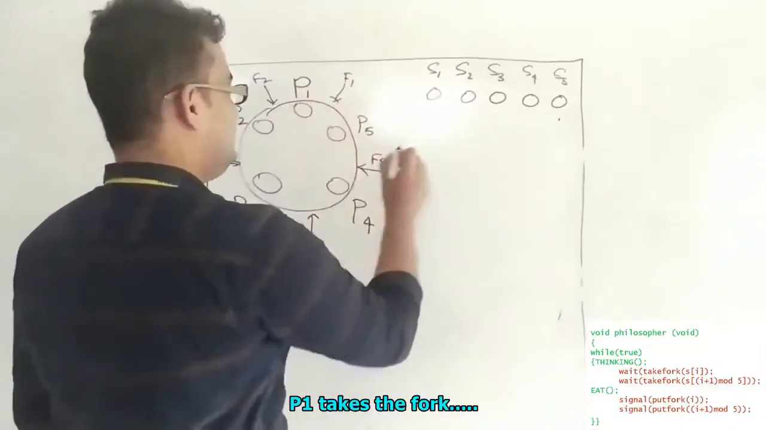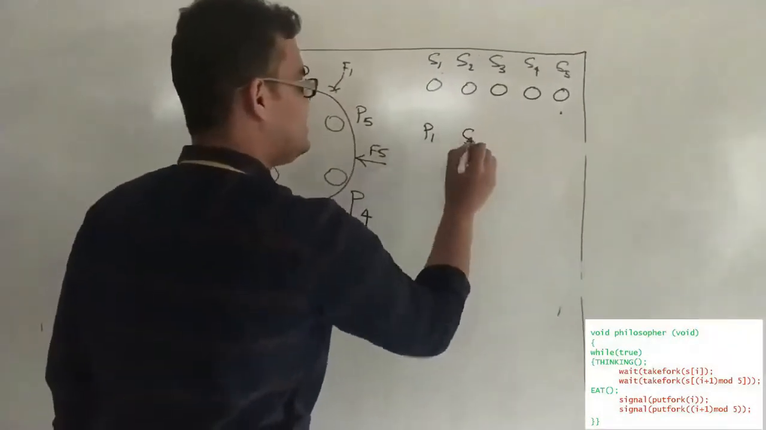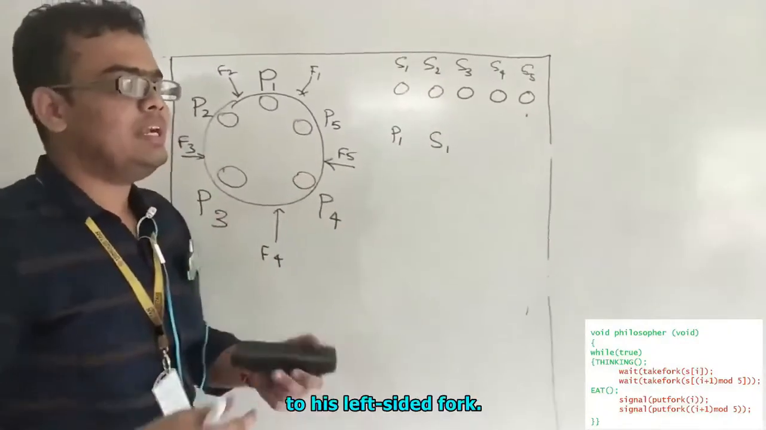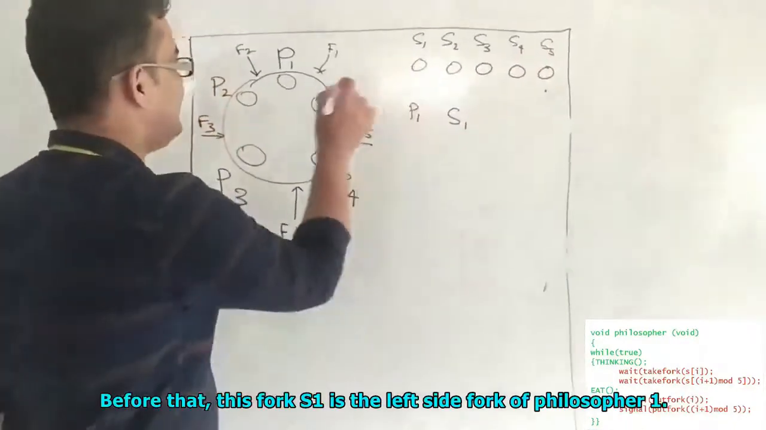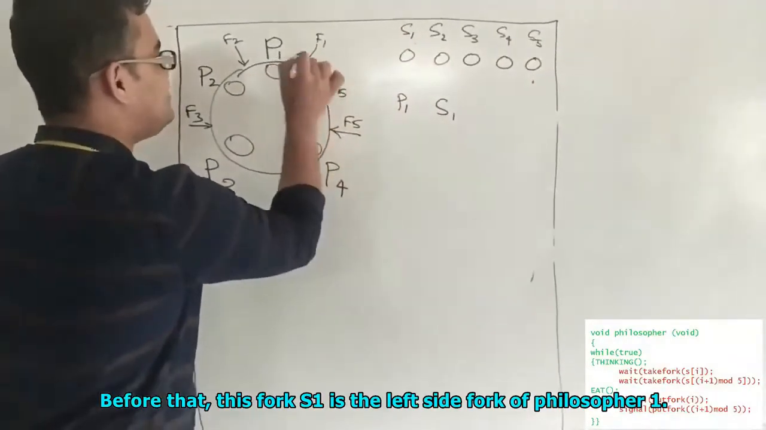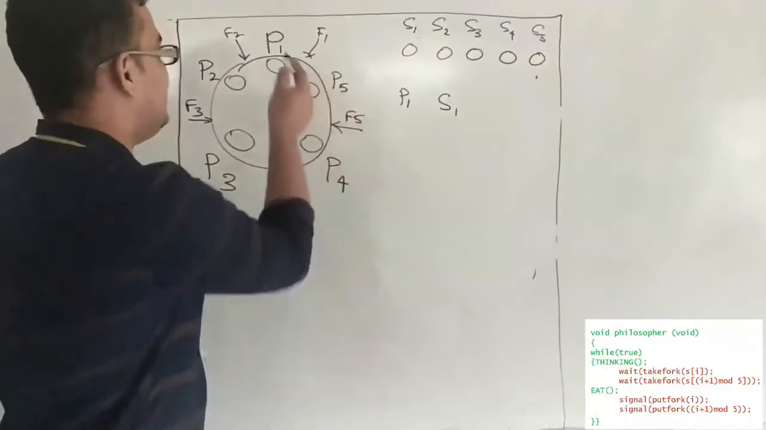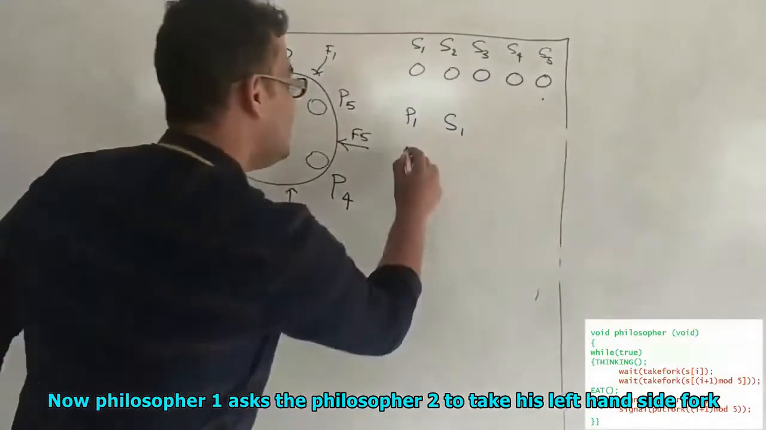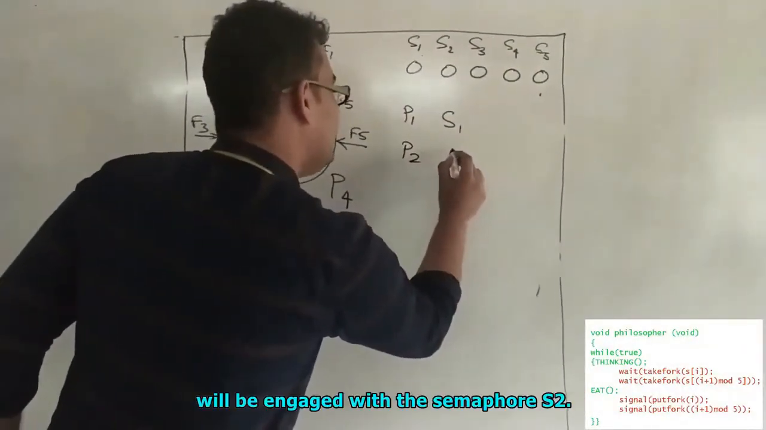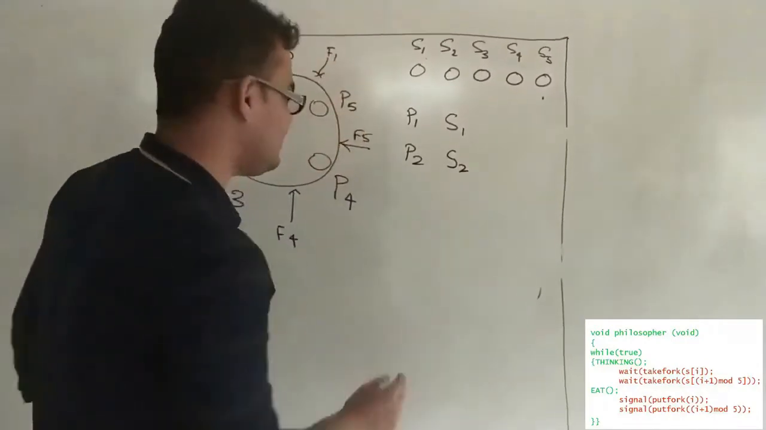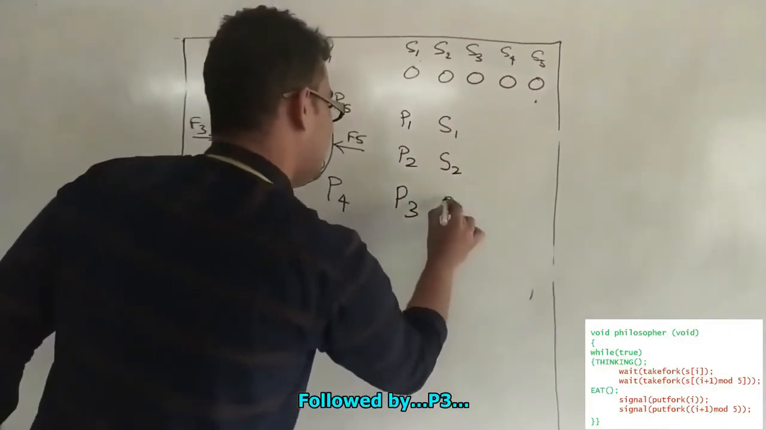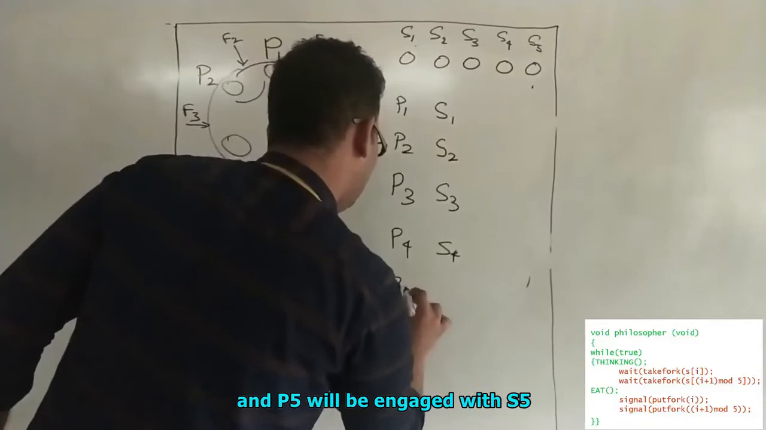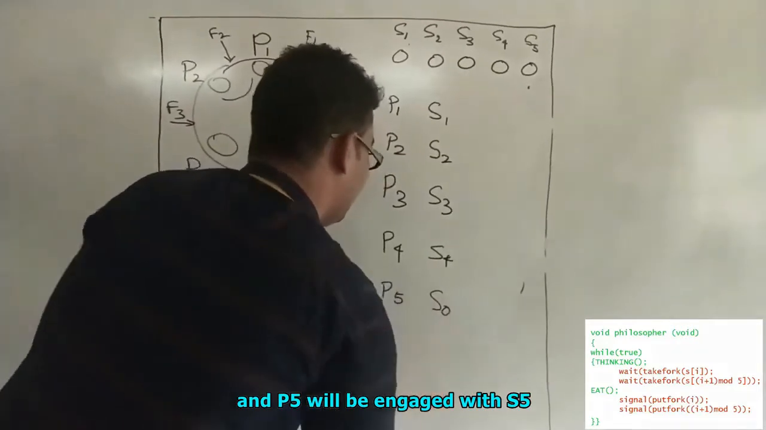Initially P1 takes the fork S1, and now P1 asks P2 to take his left side fork. Before that, this fork S1 is the left side fork of philosopher 1. Now philosopher 1 asks philosopher 2 to take his left hand side fork. So P2 will be engaged with the semaphore S2, followed by P3 engaged with S3, P4 engaged with S4 and P5 engaged with S5.